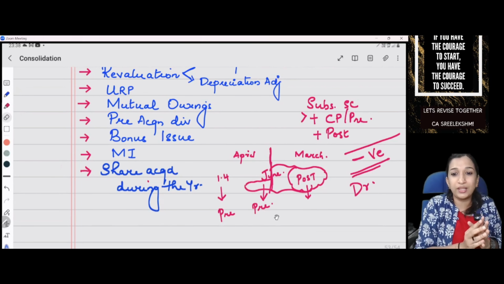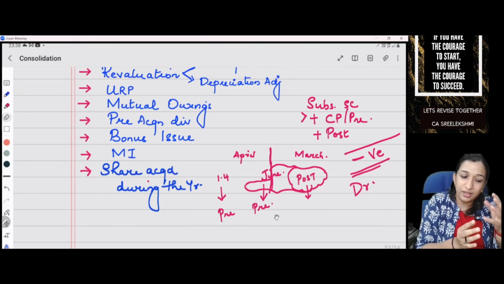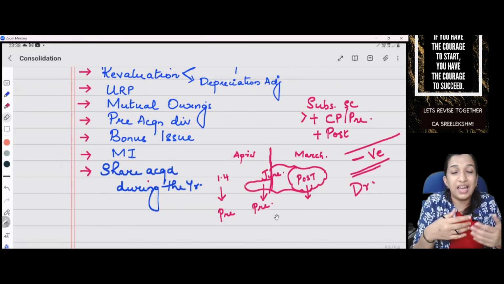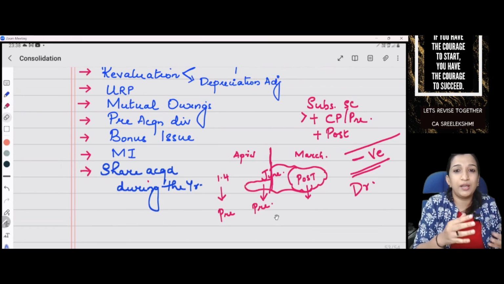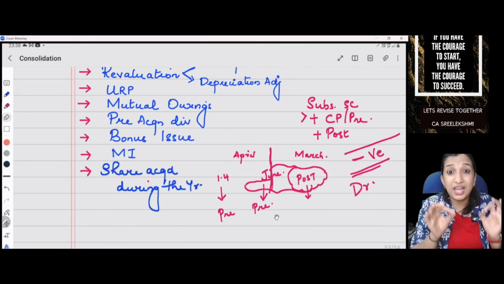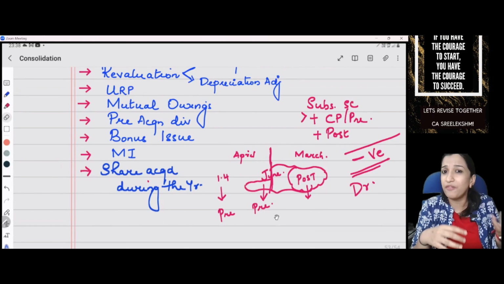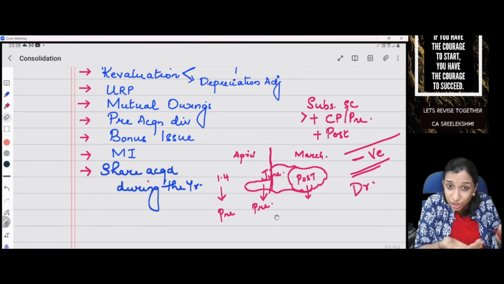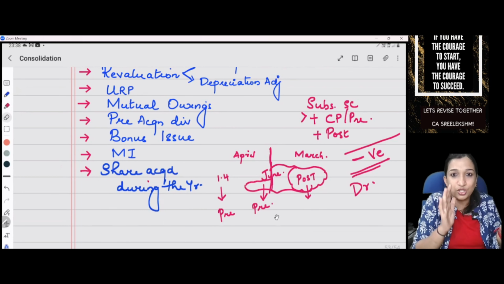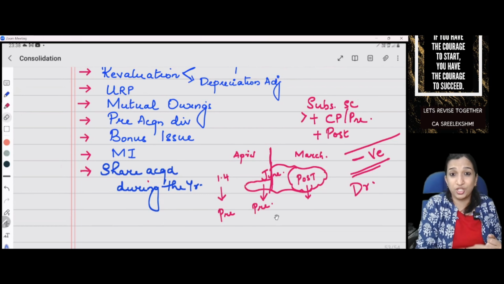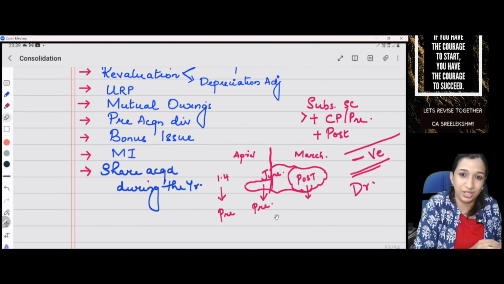Then, if shares are acquired during the year, there are opening pre-acquisition profits and current year profits. We conveniently assume that profits are earned evenly throughout the year. Opening profits are anyway pre-acquisition, and profits attributed up to the date of acquisition will also be treated as pre-acquisition, and only the balance will be post-acquisition.